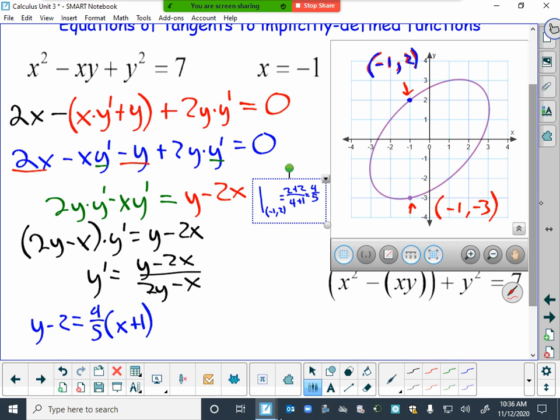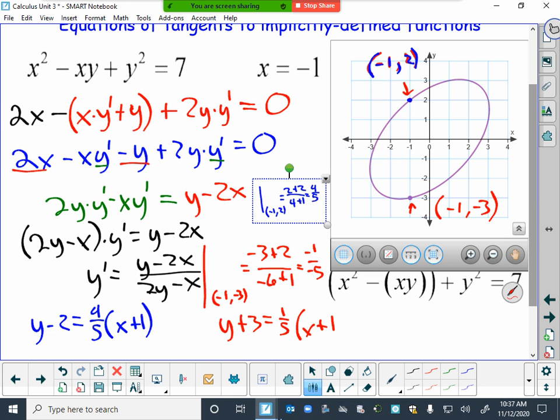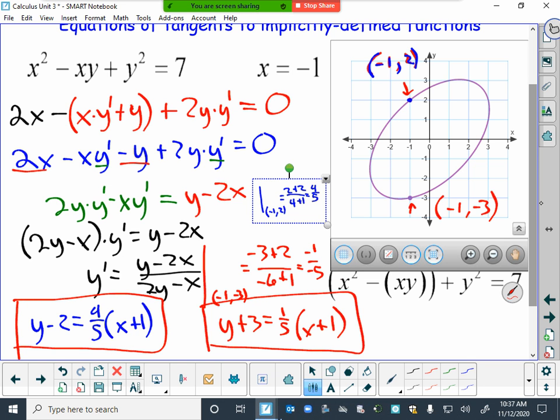If I evaluate this instead at the point (-1, -3), then I'm going to get (-3 + 2) over (-6 + 1), which gives me -1 over -5. So that's going to give me a slope of 1/5. So my other equation is y + 3 = 1/5 times (x + 1). And those are my two different tangent line equations.